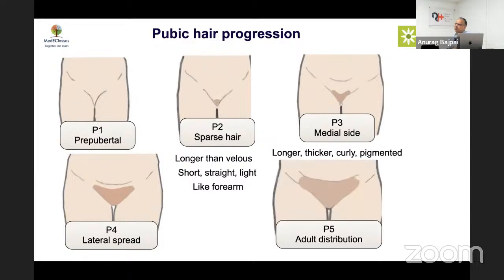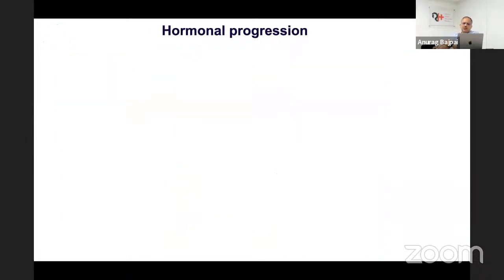Then you have the lateral spread and the adult distribution. So without breast and pubic hair development, do not go ahead with making any particular diagnosis. You need to be very sure as to what you're looking at from that perspective. Usually, thelarchy precedes pubarchy, but in 15% thelarchy may actually happen after pubarchy. So this is common, and you may have discrepancy. And axillary hair usually starts 1 year after pubic hair development.